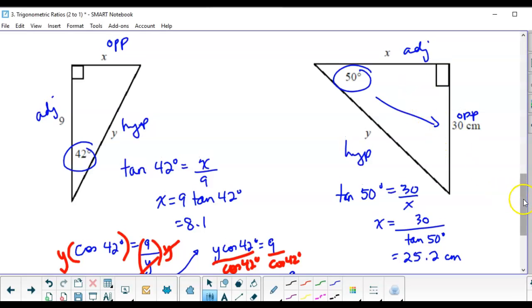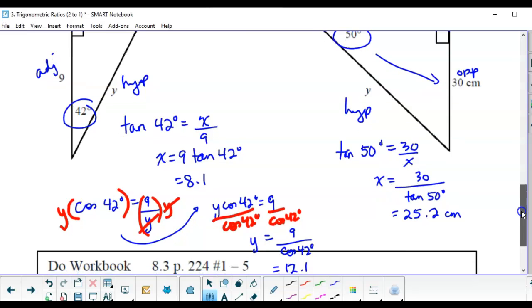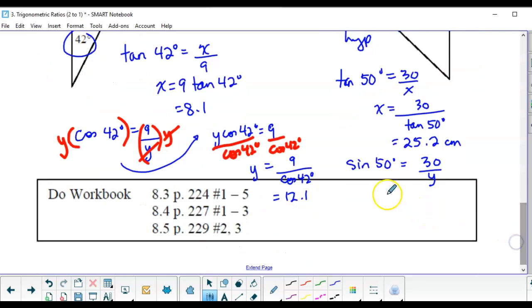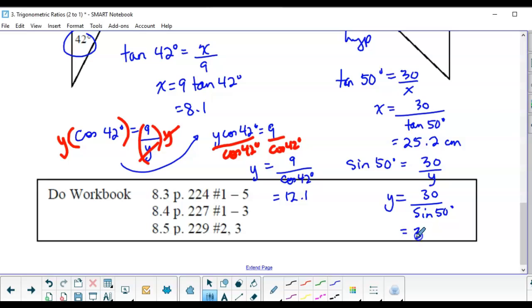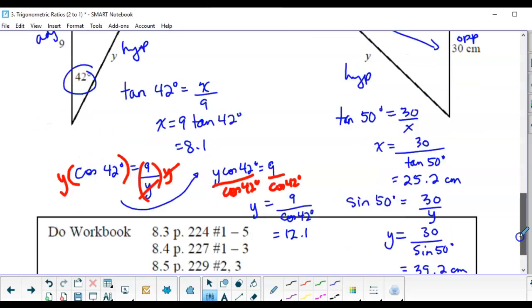Okay, and then again, I try not to use that. You could use Pythagorean theorem right now. Now I'm going to use opposite over hypotenuse, so that's sine of 50 degrees equals 30 over y. So y equals 30 divided by sine of 50. So 30 divided by sine of 50 is 39.2 centimeters. And that should be the longest side, which it is.